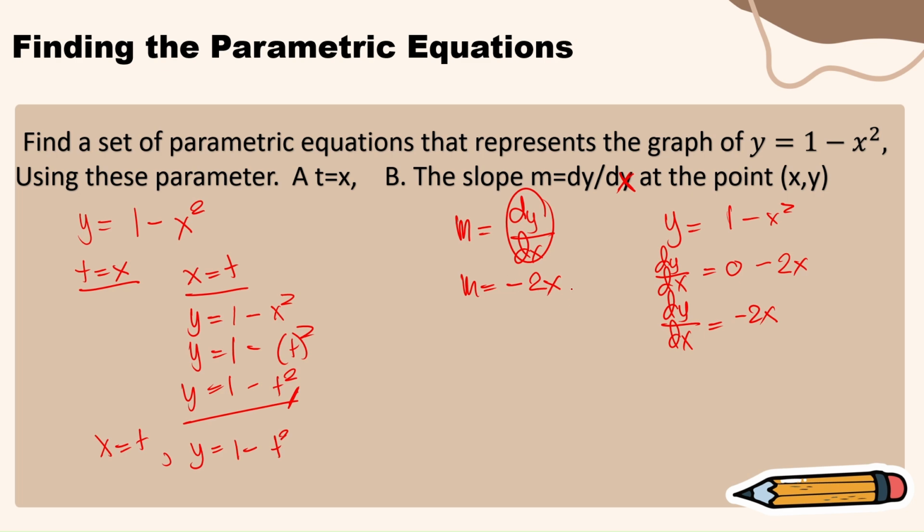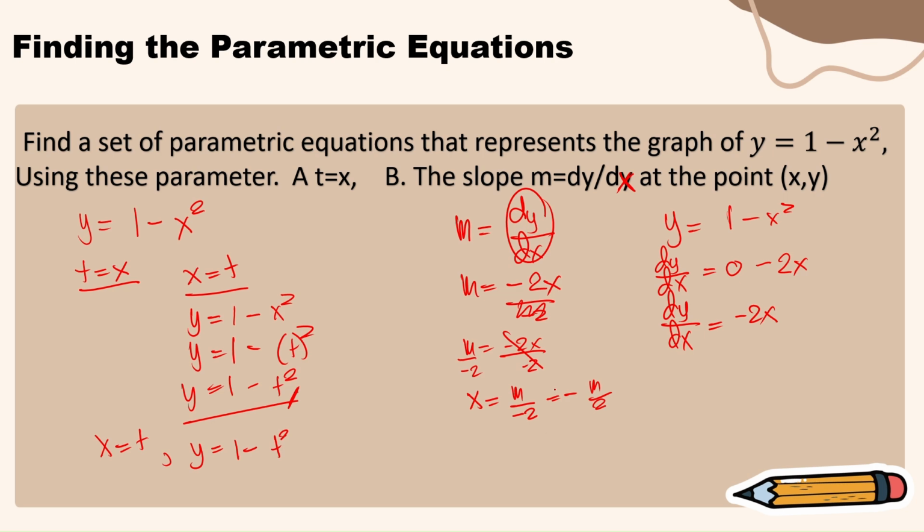So we can create our first parametric equation for x in terms of our parameter m. What do we do? Divide both sides by negative 2. So m is equal to negative 2x, dividing both sides by negative 2, that will give us x is equal to m over negative 2, or that will be negative m over 2. And this is our first parametric equation, the parametric equation for x in terms of m.